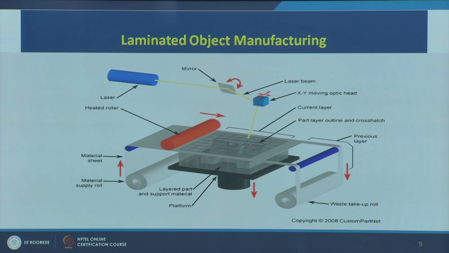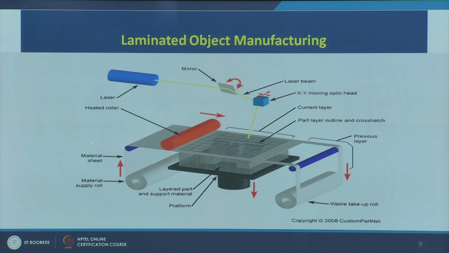Through the laser it will be cut as per the required drawing or the required CAD model, and then that roller will move forward. This take-up roll will take the used material again, and then the platform will lower down. Another thickness of the material, or another sheet, will be supplied to this build platform. Again the laser will cut as required, and the second sheet will stick to the first sheet, and the used sheet will further move forward.